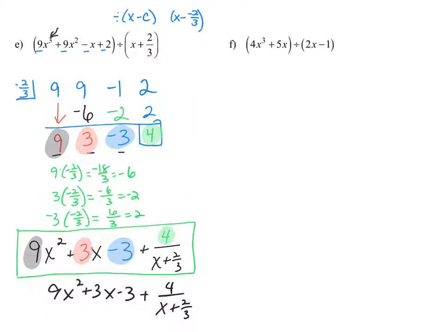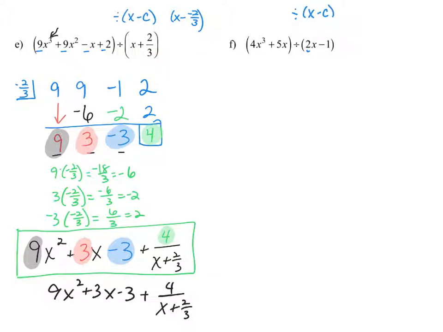For example F, we have the polynomial 4x to the third plus 5x divided by 2x minus 1. Now in order to use synthetic division, you are dividing by an x minus c. However, here we have 2x minus 1. So the 2 in front is going to cause us some problems, but there's a way around this.